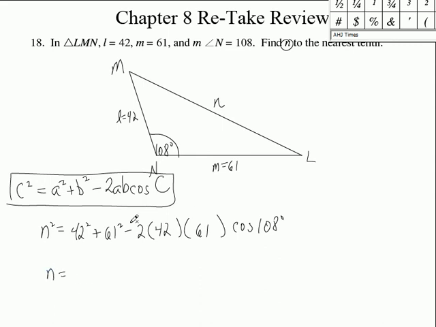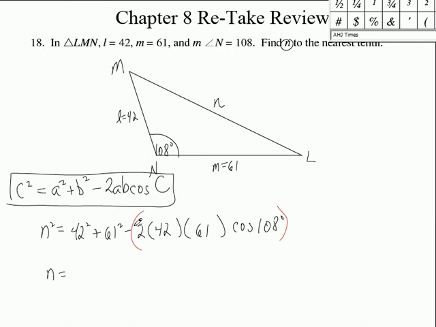Let me give you a little hint here. Let's even put this in a different color. Look at this right here. I'm going to put parentheses around all this. Okay, so in your calculator, go 42 squared plus 61 squared minus. Put a parentheses there on your own. Your calculator won't give that to you.